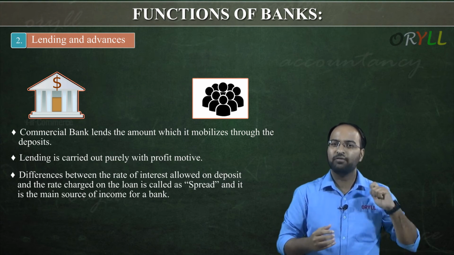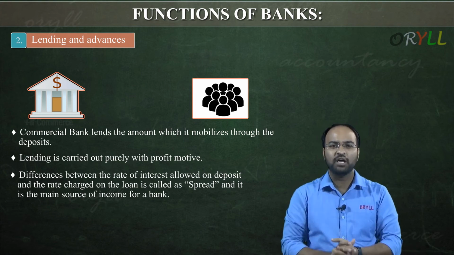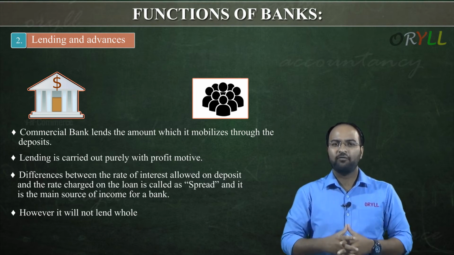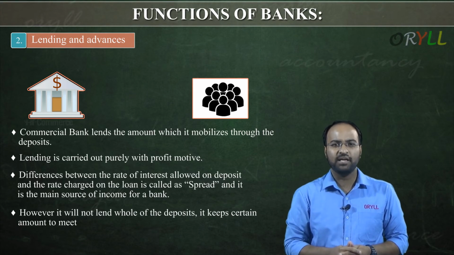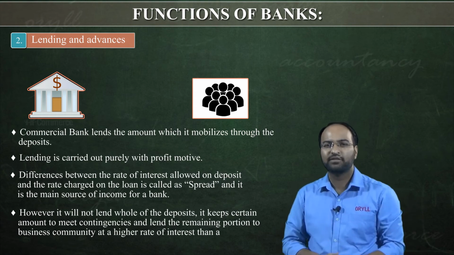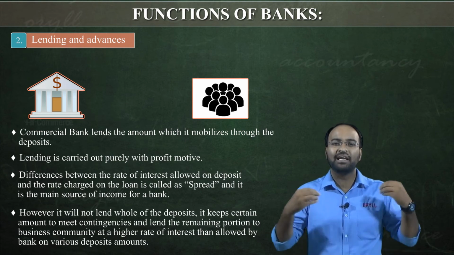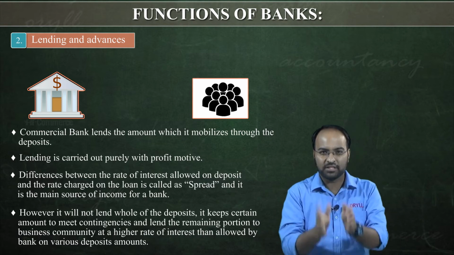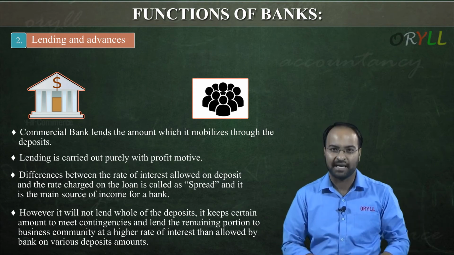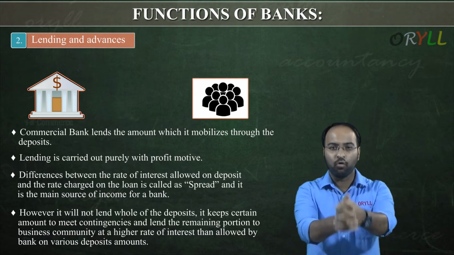So can I say the bank will be lending the money with the motive of profit? Yes. So lending is carried out purely with the profit motive. Got it? Now see the last point we are having here. Sir, when banks accept deposits, let us say they accepted a total of 100 lakhs of deposit. Now do you think the bank will give the entire 100 lakhs to the public in the form of loan? No sir, the bank will not lend the entire deposit. They will keep a certain amount with themselves. Let us say out of 100 lakhs they are lending how much here? 60 lakhs, and they are keeping with themselves how much here? 40 lakhs.